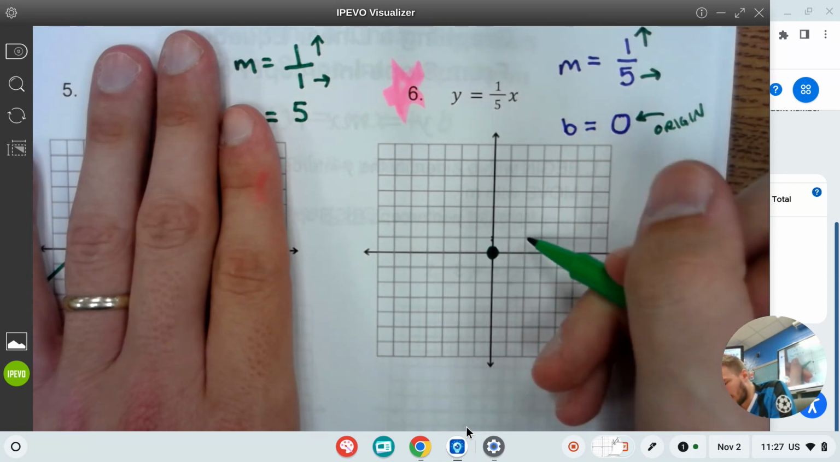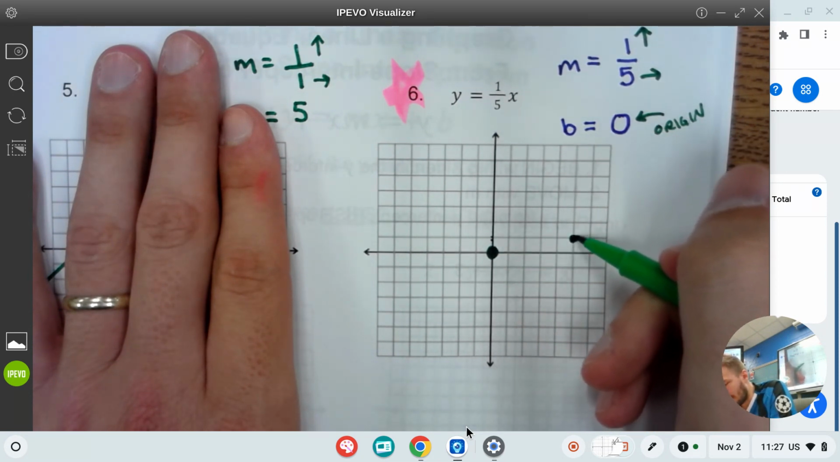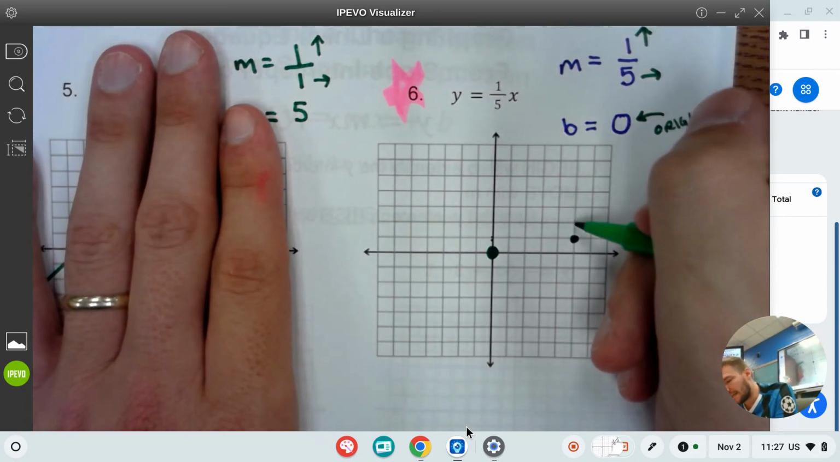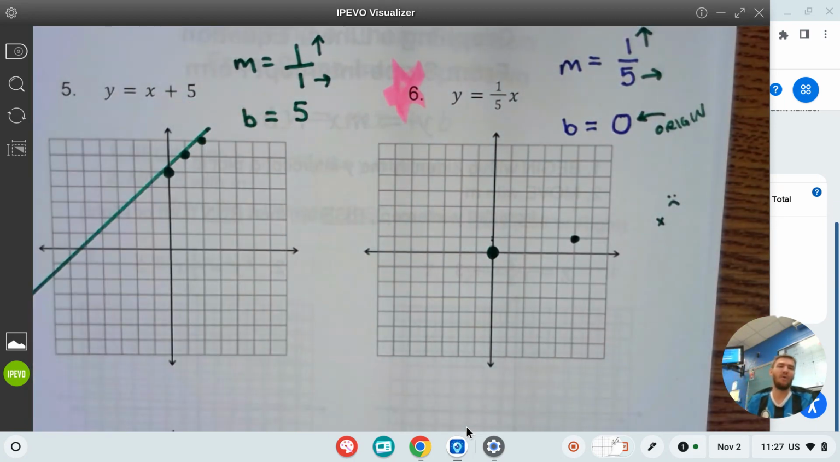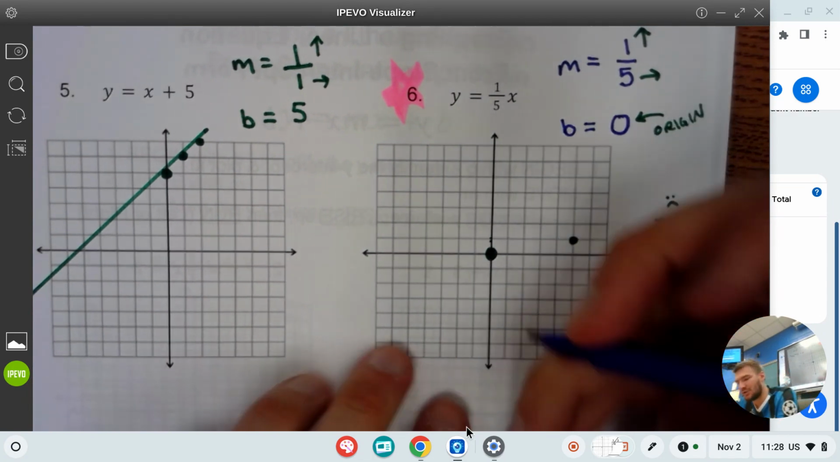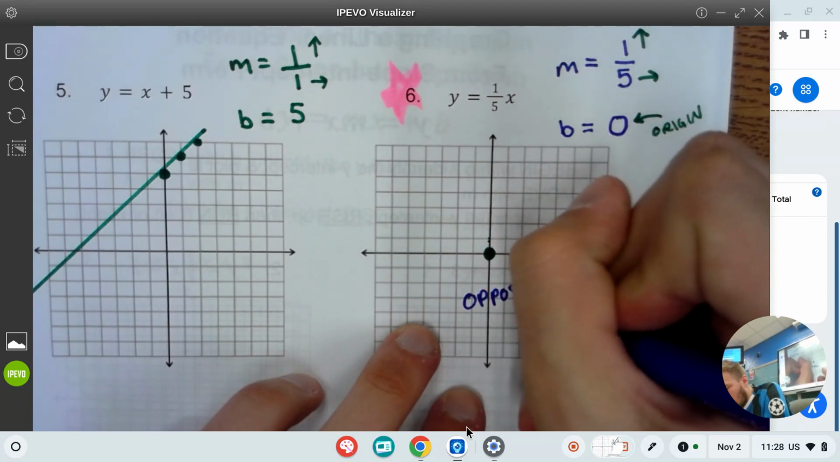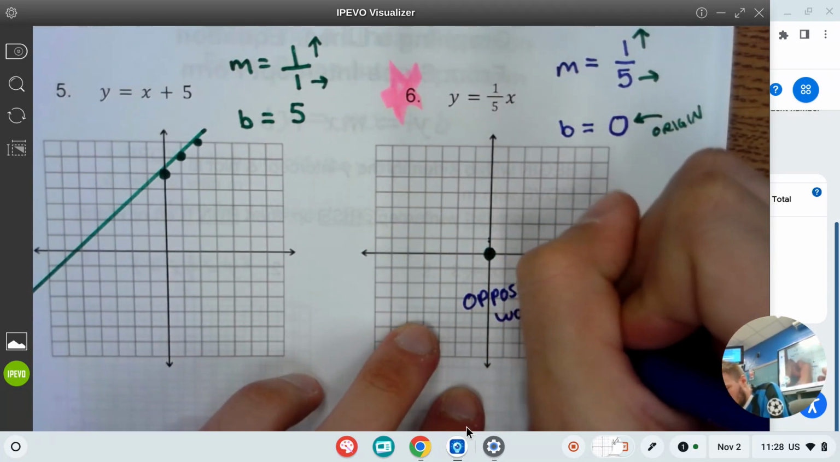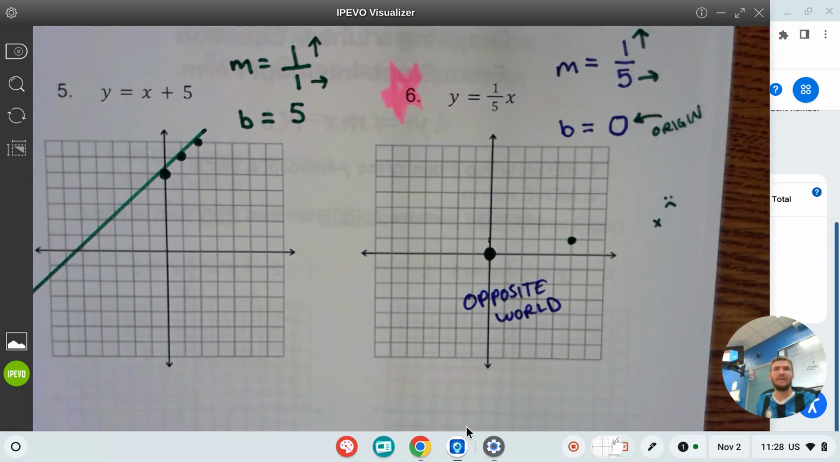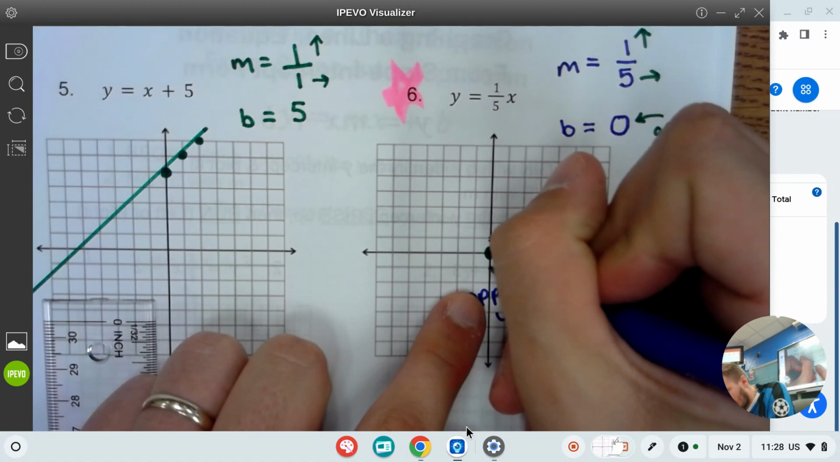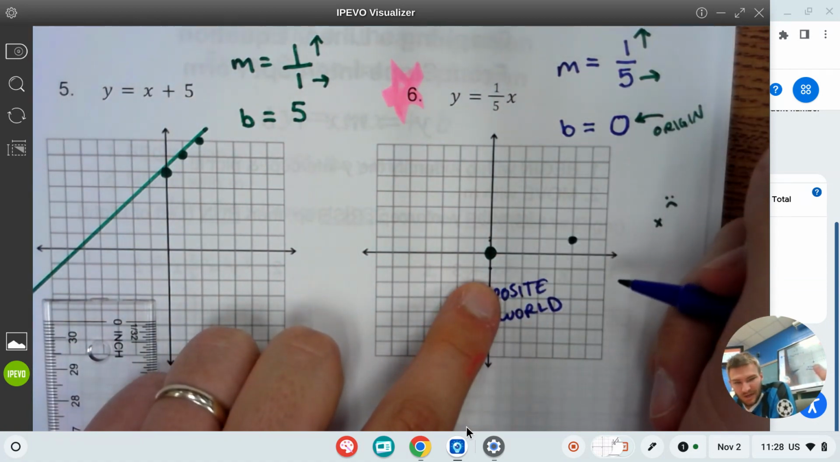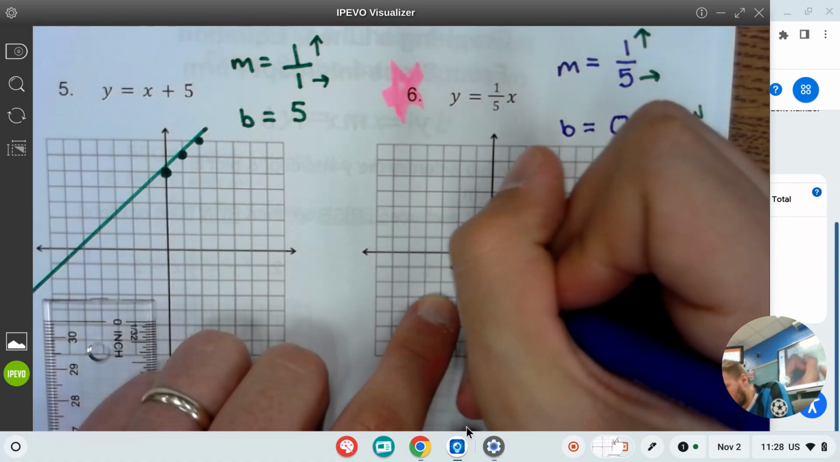1, 1, 2, 3, 4, 5. Let's get another dot. 1, 1, 2. We ran out of room. So we're going to need to go into opposite world. Spooky. So instead of going up, what direction are we going to go? Down. Instead of going right, which direction are we going to go? Left. 1, 2, 3, 4, 5.